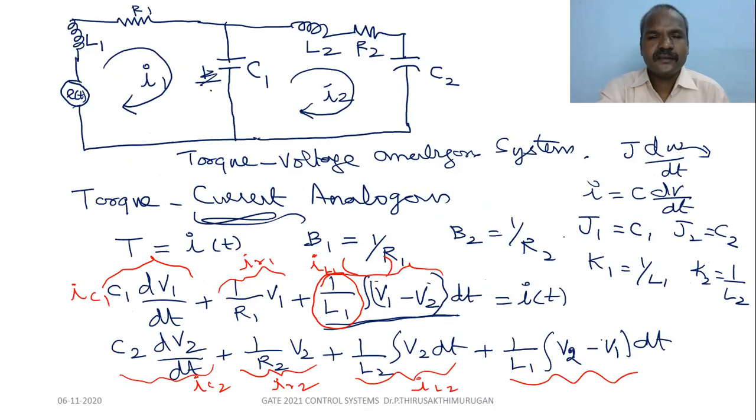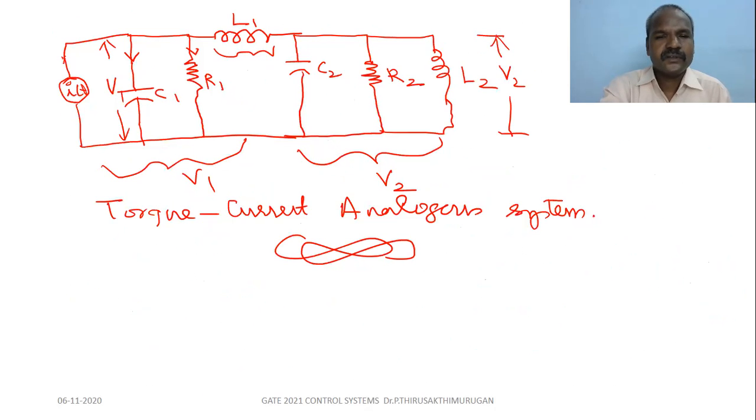Then we drew the electrical equivalent analogous circuit. So this is for torque current analogous circuit. Understand or not?